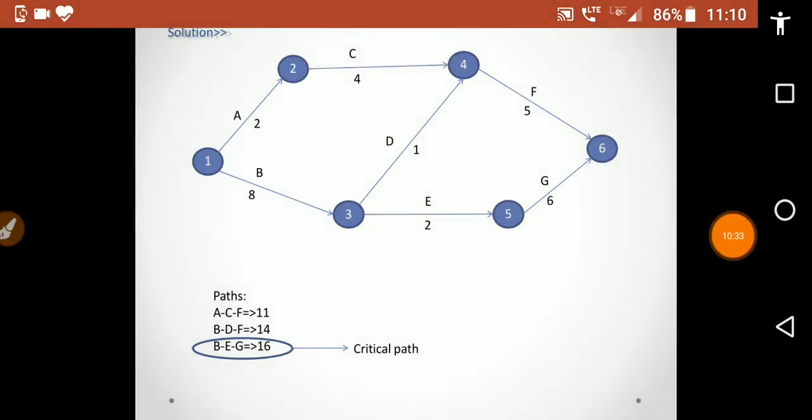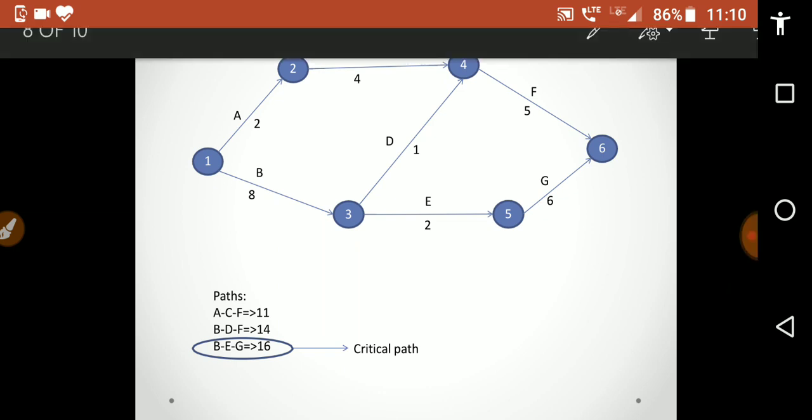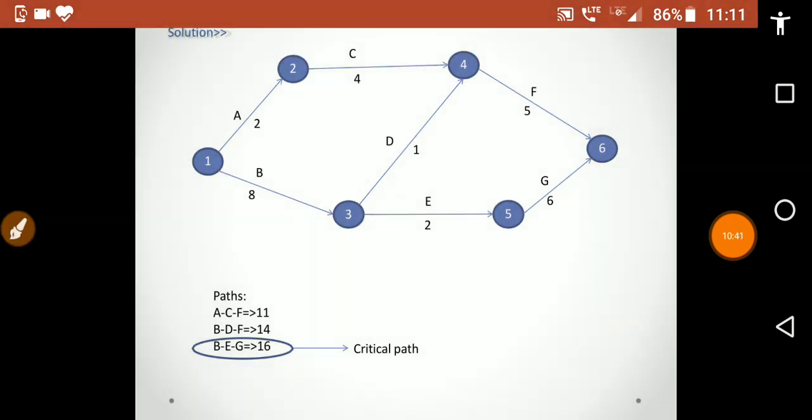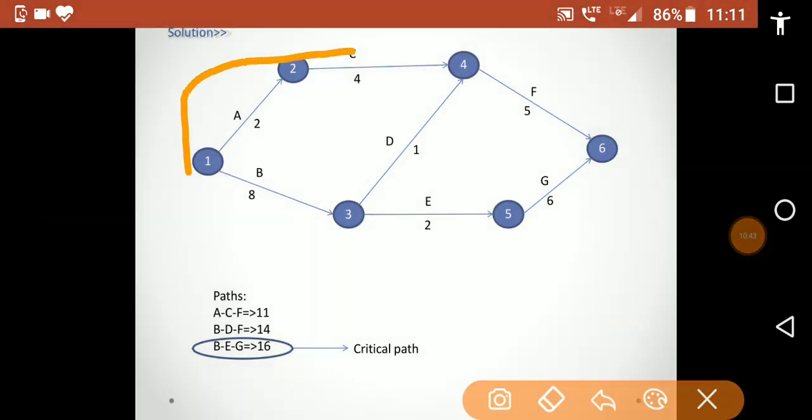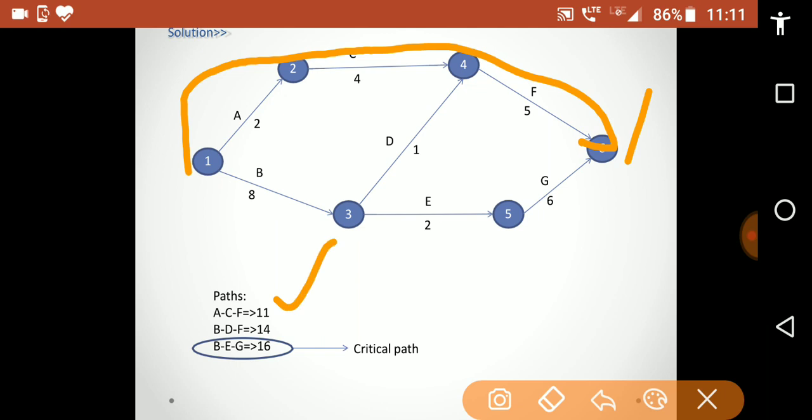Now the first path is ACF. Here for ACF the value is 2 plus 4 plus 5 equal to 11. The second path is BDF. So here the value is B8 plus D1 plus F5, means 8 plus 1 is 9, 9 plus 5 is 14.